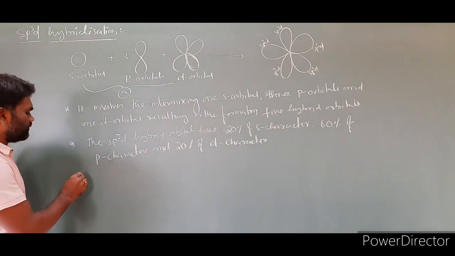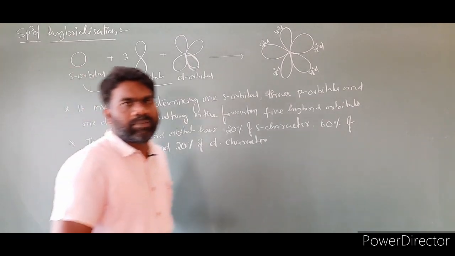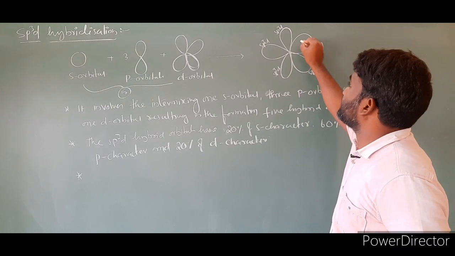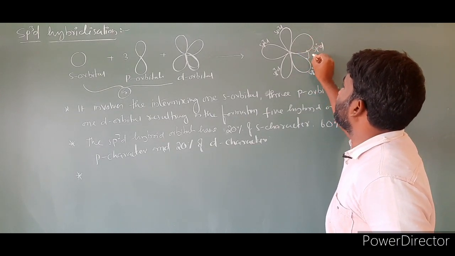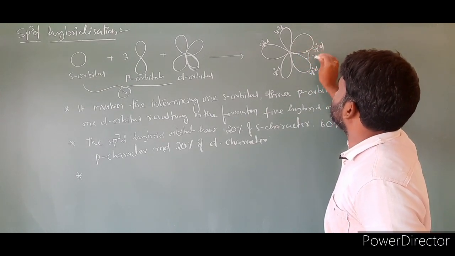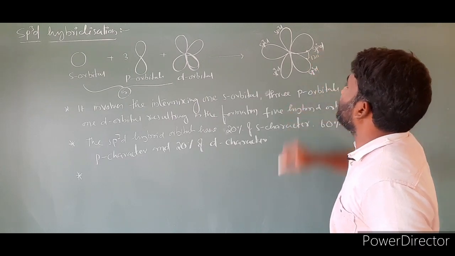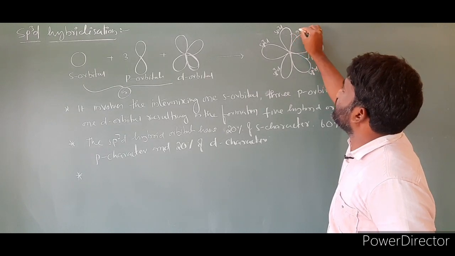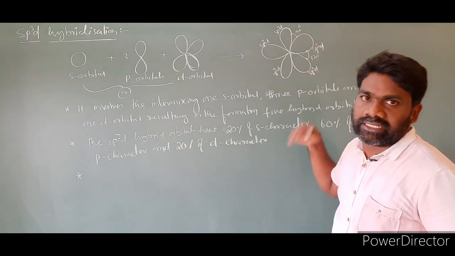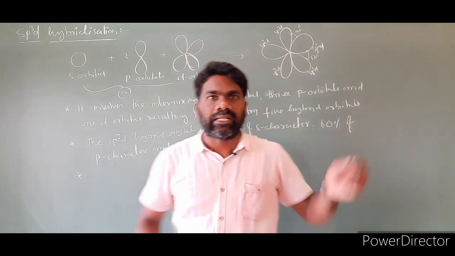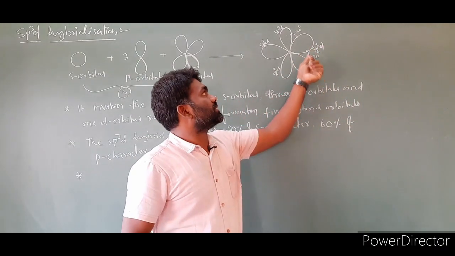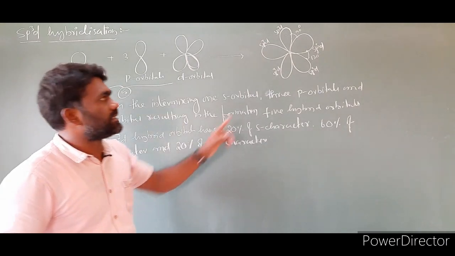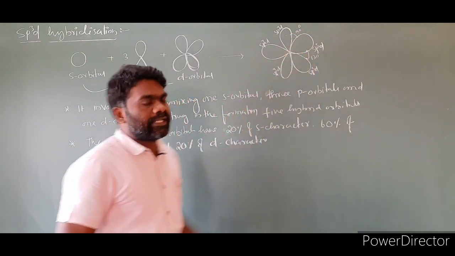Then the next point is the angle between the hybrid orbitals. What is the angle between the hybrid orbitals? We have to find it. If you take these two hybrid orbitals, the angle will be 90 degrees. In this case, it will be 120 degrees. For these two orbitals, the angle is 90 degrees. This point you will understand in detail while taking the molecule. We will get clarity. So simply remember the angle between the hybrid orbitals is 90 degrees and 120 degrees.